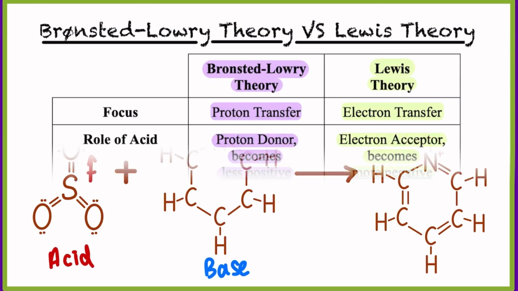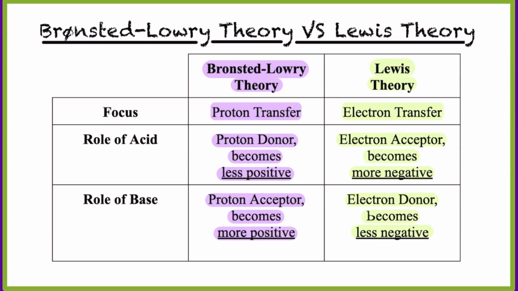You did it! Here is an updated and fixed chart that highlights the differences between the Bronsted-Lowry theory and Lewis theory on acids and bases. Feel free to take a screenshot.